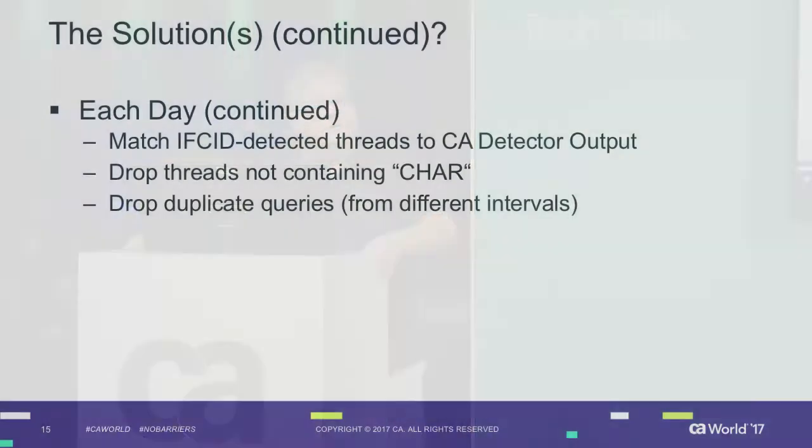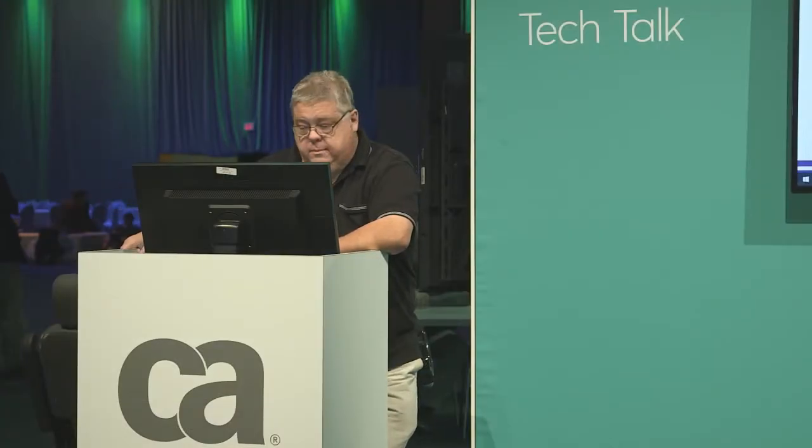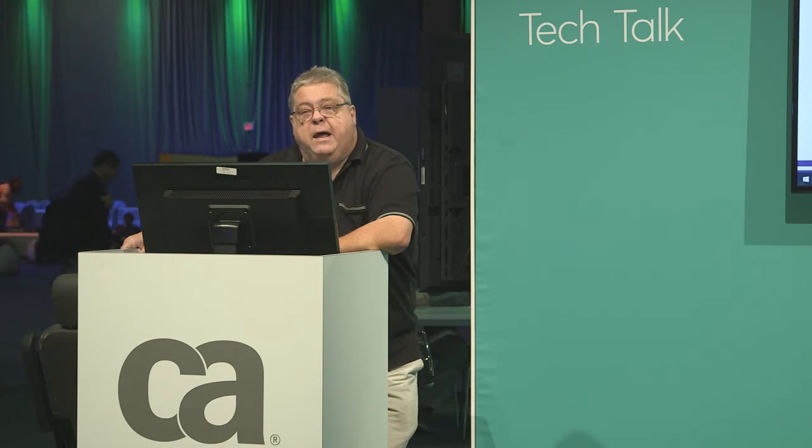Now, after I get all that, I do some match logic to match the IFCID records with the workstation ID, the username, program name, and everything else available to me against that same information in the Detector output. By coming up with that, I have a pretty good list to start with of SQL text that may or may not be a problem.